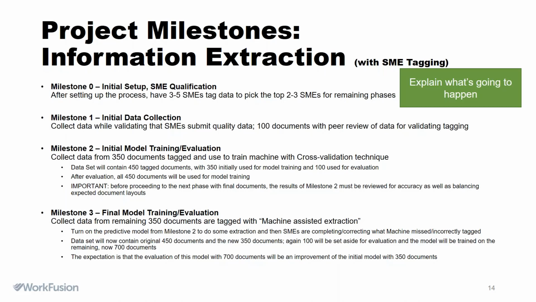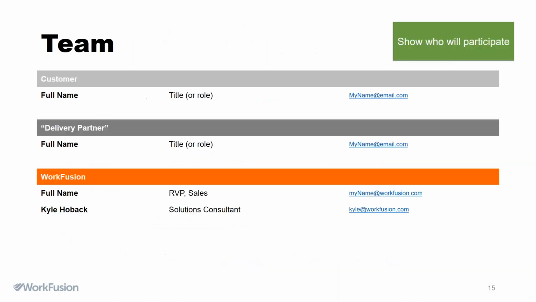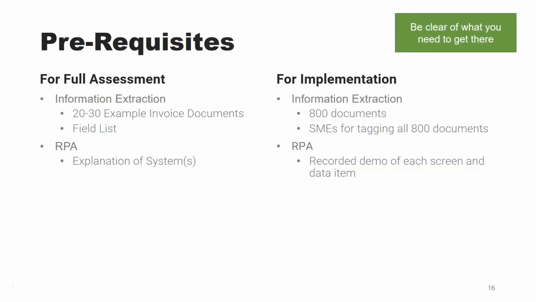And if you have historic data, that can be adjusted in this as well, but you still would want probably some level of SME involvement to make sure that the historic data got tagged correctly, make sure that the data came through cleanly, that sort of thing. If you want to put a team in here, that's good. And prerequisites are important as well.